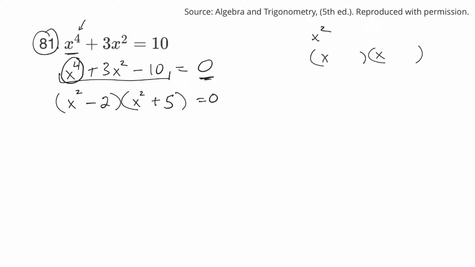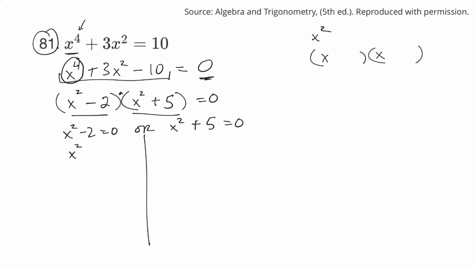Okay, so I have something multiplied by something gives me 0. So either x squared minus 2 is 0, or x squared plus 5 is equal to 0. Now I've got two equations that I could solve. Let's solve this one. So I'll add 2 to both sides. And then to solve for x, I'll take the square root of both sides.